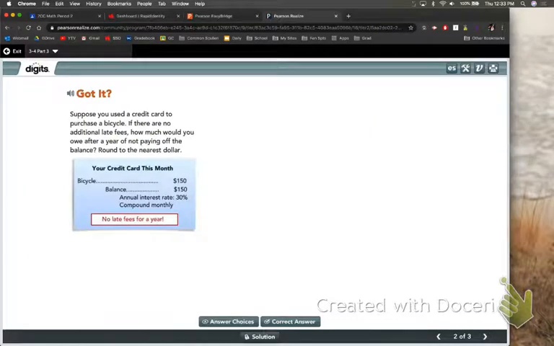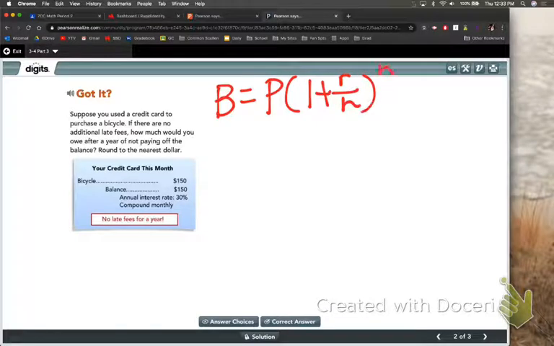You have to do this one, but a quick reminder. I'll help you set it up. B is equal to P times 1 plus R over N to the NT. Suppose you use a credit card to buy a bike. Oh, no late fees. The bike is pretty cheap, $150.